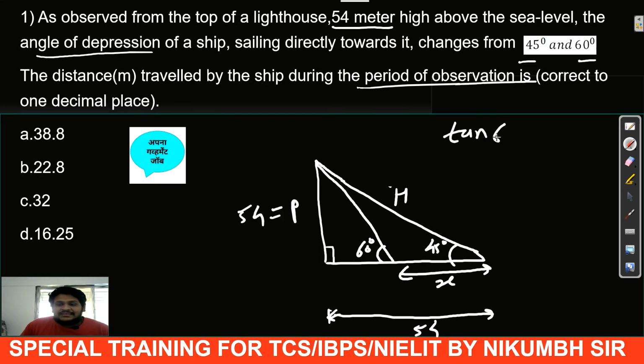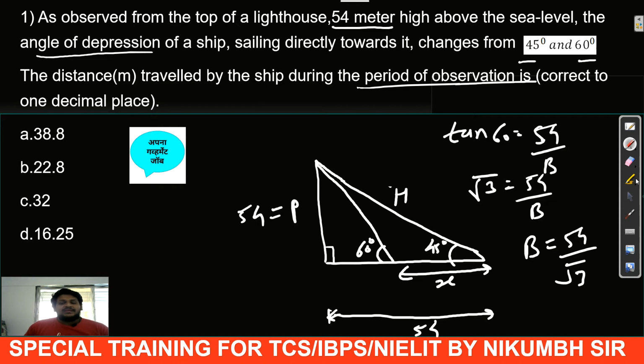Okay, I will use tan 60 equals 54 upon base. 54 upon base, what is the value of tan 60? Root 3. So this is root 3. 54 upon base, what is the value of base? 54 by root 3, right?